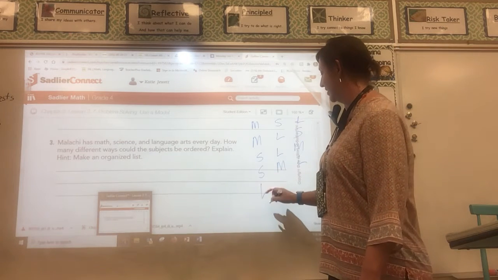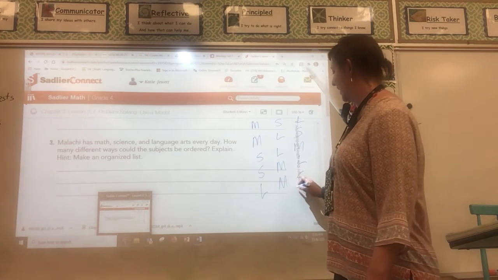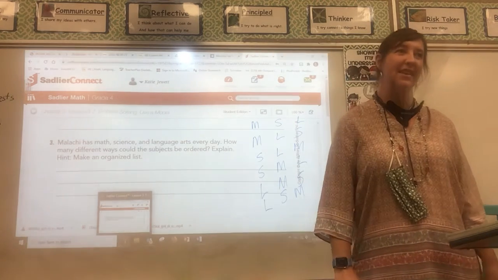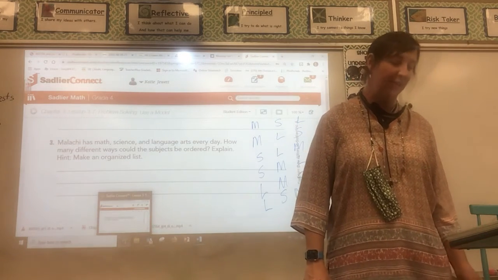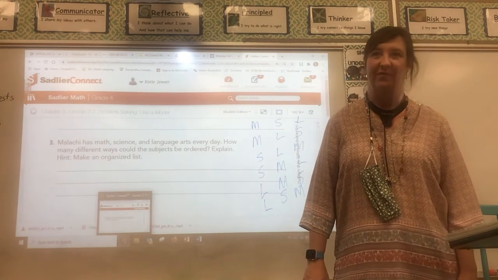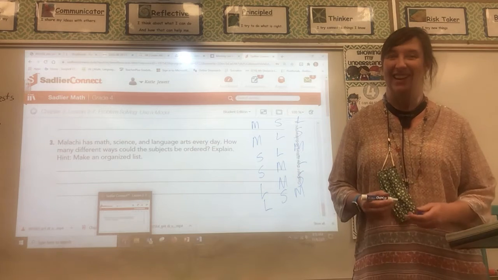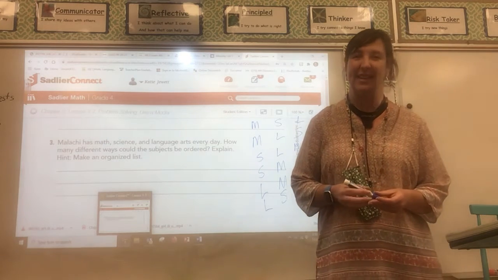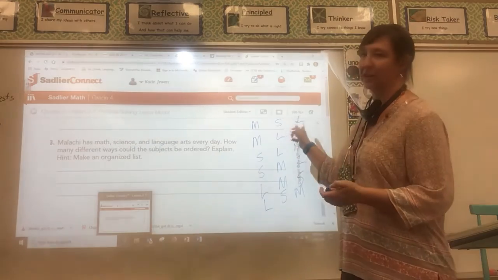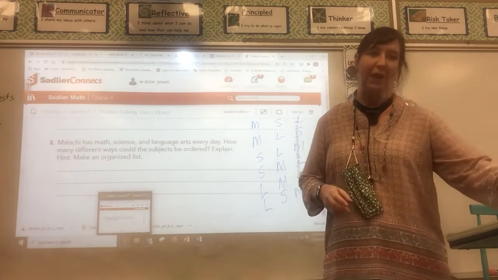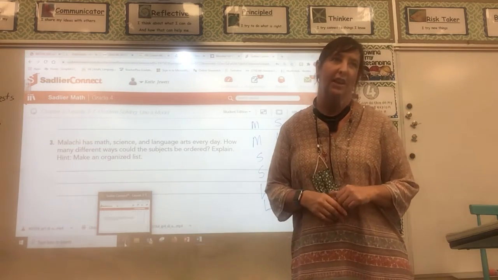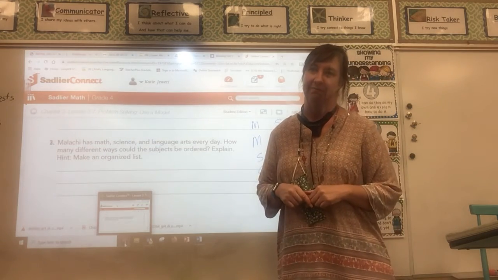L for language arts. Language arts, math, science. Language arts, science, math. How many options does he have? How many different ways can the subjects be ordered? Chris? 6. 6 different ways. So to make an organized list, all you did was order the letters in different order. 2 ways for math being first, 2 for science, 2 for language arts, and you just reorganize them.